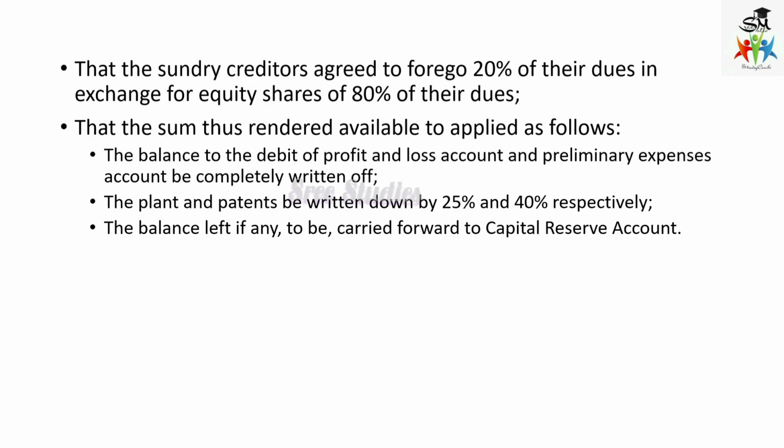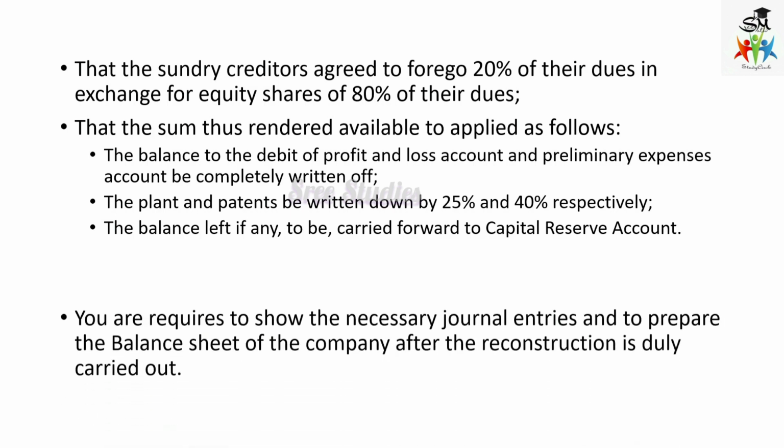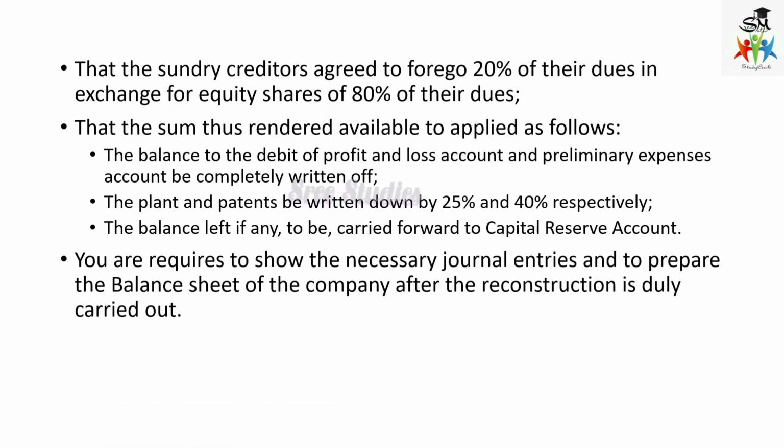Thus, to sum up, whatever is available in capital reduction is to be applied as follows. The balance to the debit of profit and loss account and preliminary expenses account be completely written off. The plant and patent be written down by 25% and 40% respectively. And then the balance left, if anything is there, should be carried forward to capital reserve account. This is the scheme. Here you are required to show the necessary journal entries and prepare the balance sheet of the company after reconstruction is duly carried out.